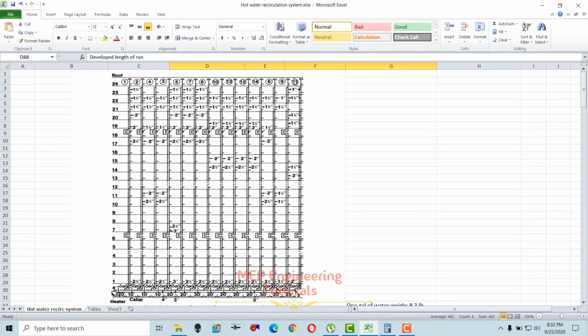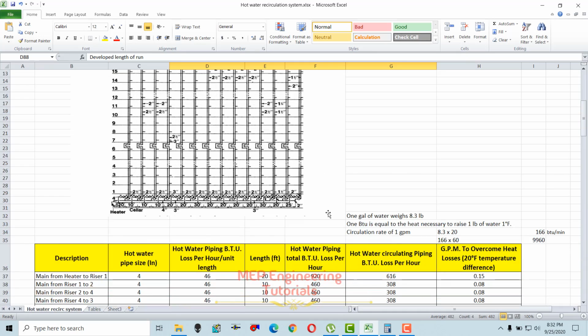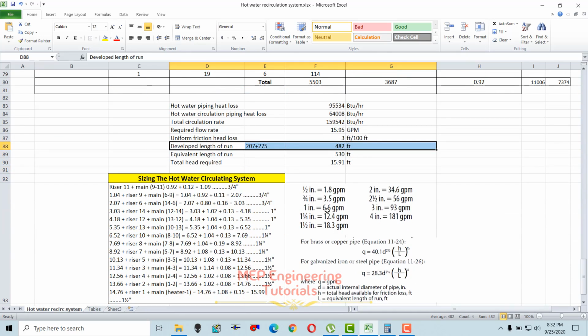If you see, this is our most remote riser, that is riser 11 at floor number 24. We have the most remote riser, that is 11. So from here, the hot water recirculation piping to the heater, this is our developed length total to the most remote riser, that is riser number 11.